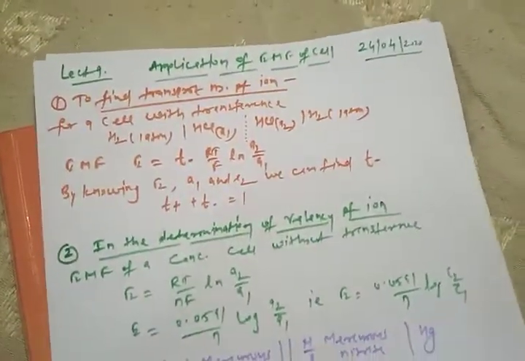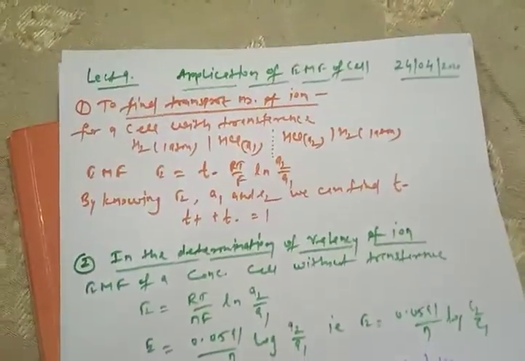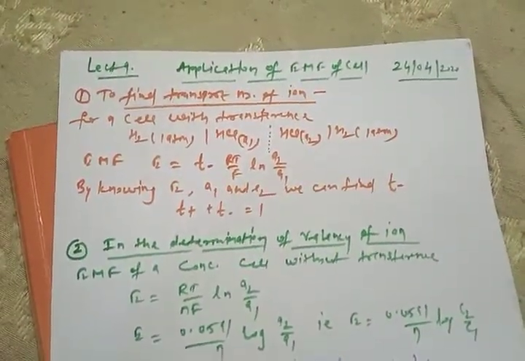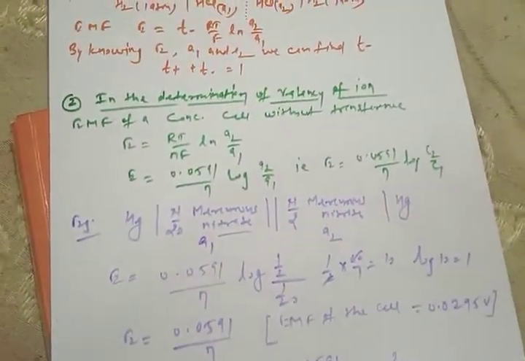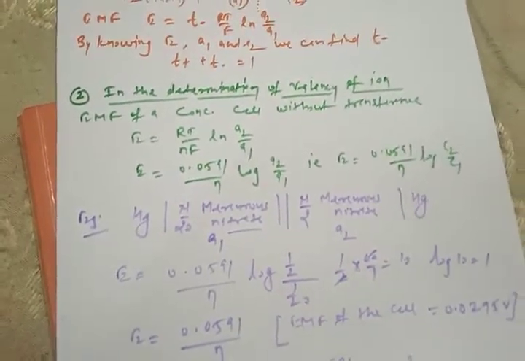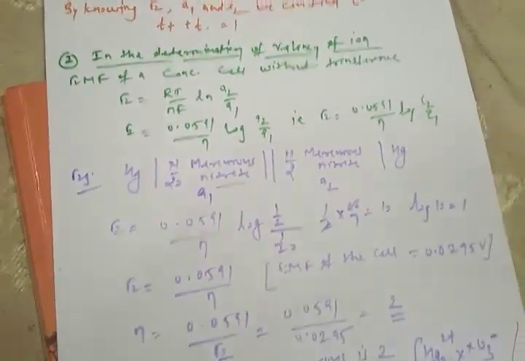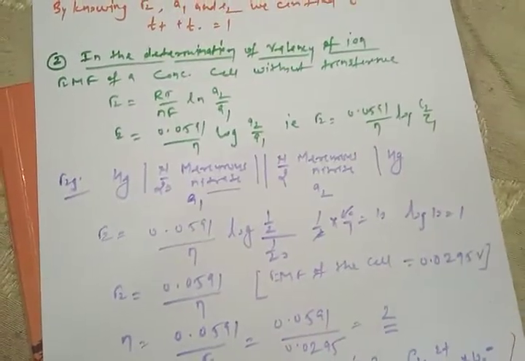So this is one of the important applications of EMF of the cell. I hope you will remember this, and especially the second one is very important, that is the determination of valency of an ion, that is the n. So here I have given an example to you, that is the mercurous ion.